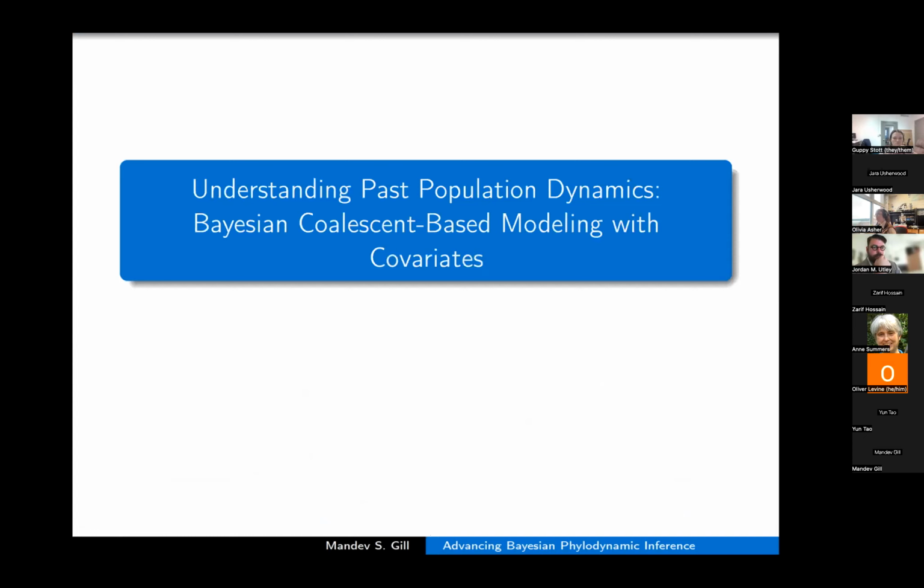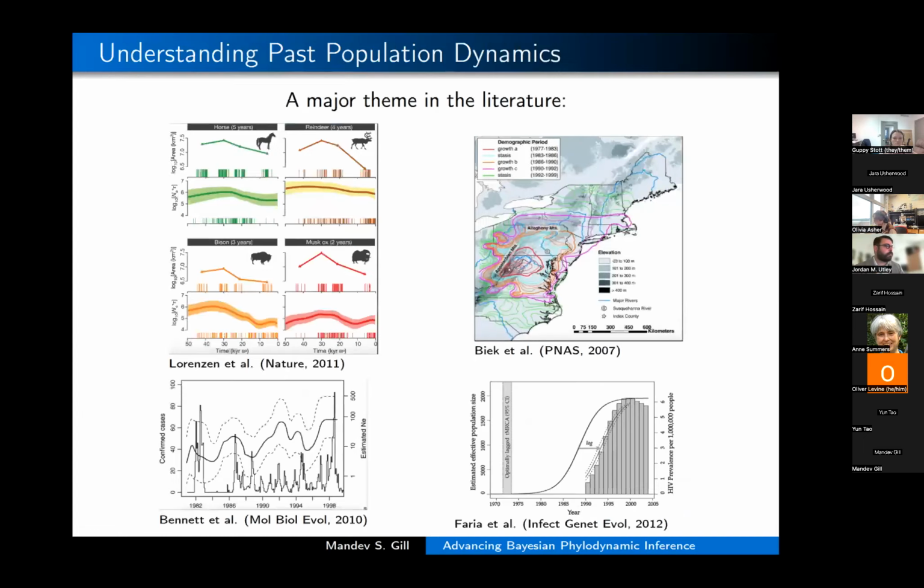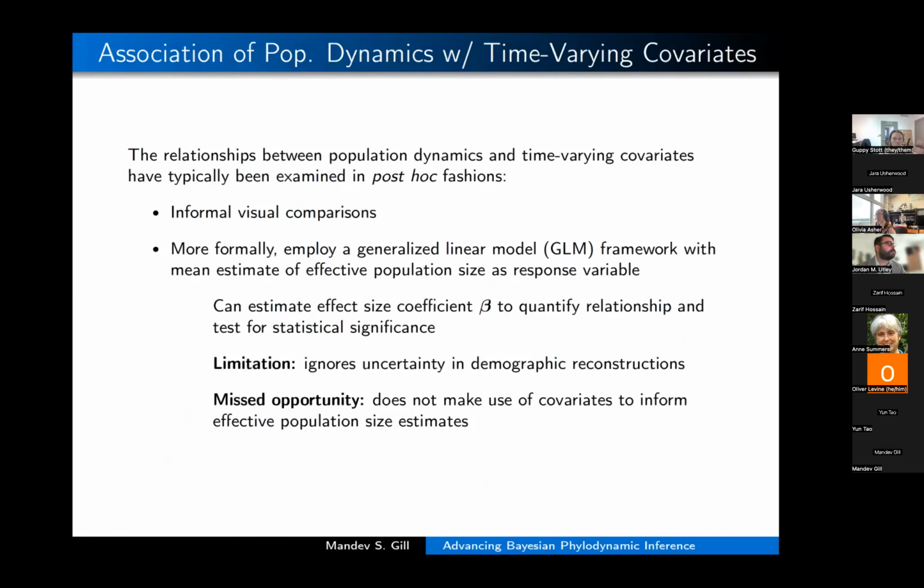All right, so a central goal in effective population size inference is to gain insight into the association between the effective population size and potential driving factors, or compare population dynamics with certain ecological or epidemiological indices. For example, information characterizing the spatial and temporal spread of an outbreak. And this has been a major theme in the literature. To examine the relationship between the effective population size and time-varying covariates, researchers have typically relied on post hoc analyses. One common approach has been to simply make informal visual comparisons.